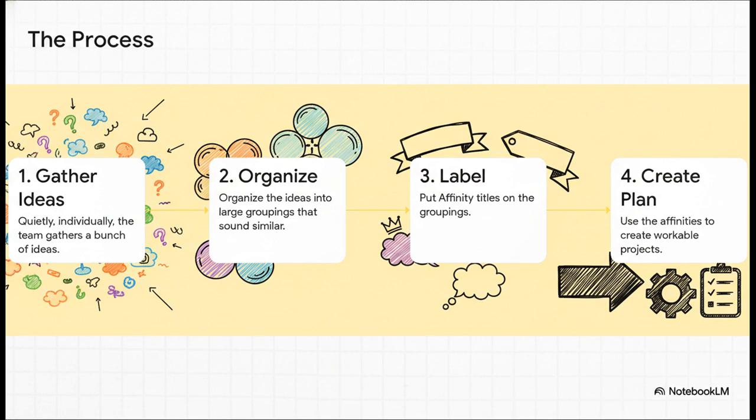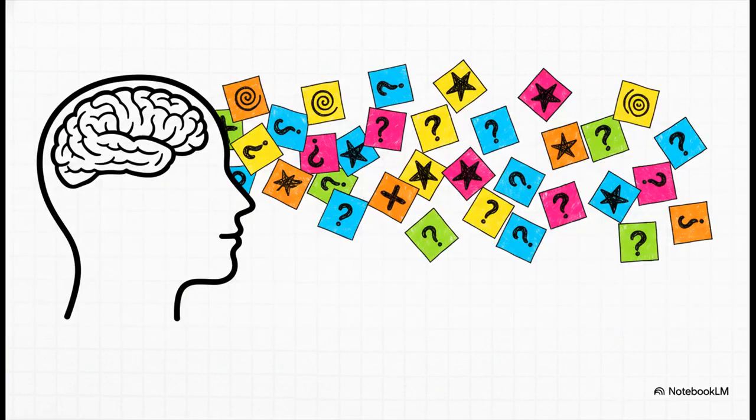Here's the whole process in a nutshell. It flows from wide to narrow. First, you gather all the raw ideas. Then, you organize them by silently sorting them into groups. After that, you give those groups names, you label them. And finally, and this is the most important part, you use those groups to create a real action plan. So let's double-click on each one of these steps. Step 1 is all about getting everything out on the table.